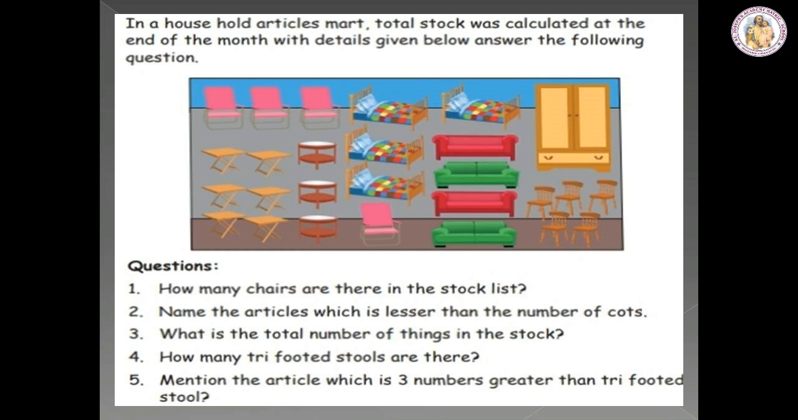Third one, what is the total number of things in the stock list? Totally, how many things were there? You have to count and write. Fourth, how many tri-footed stools are there? It is so easy. You can count easily and write the answer. Fifth one, mention the article which is 3 numbers greater than tri-footed stools. Yes, I know you all have written the answer.